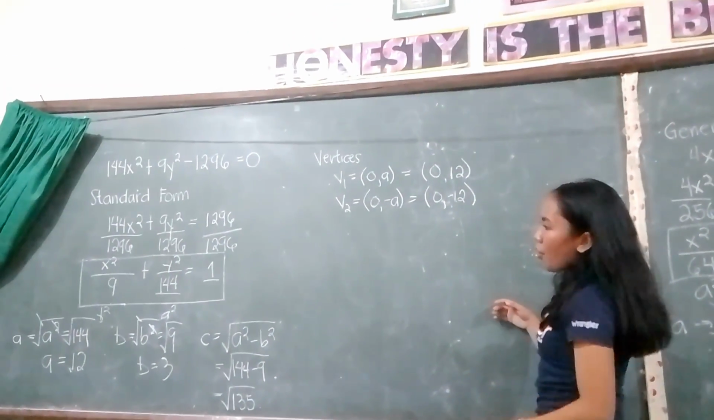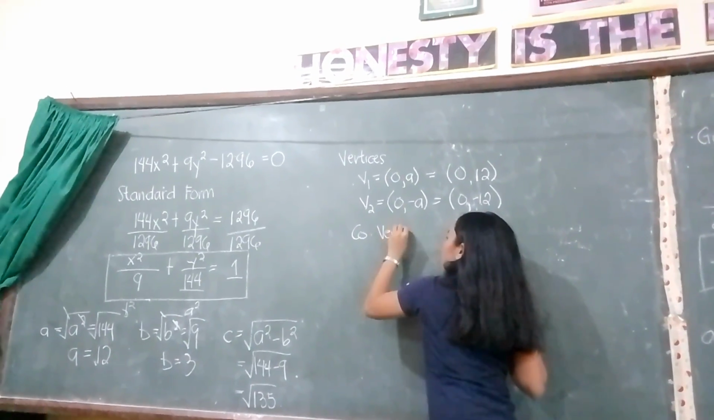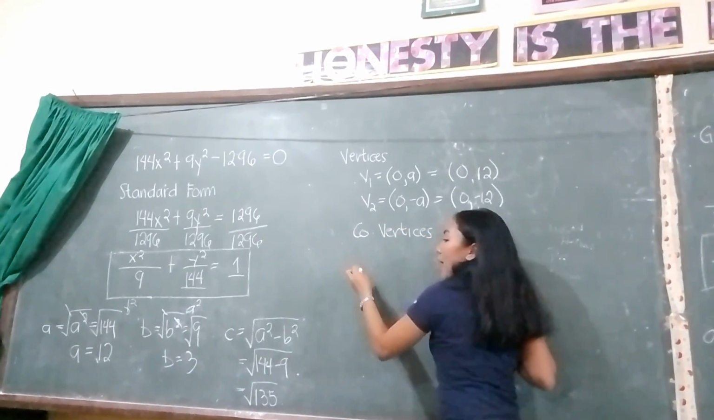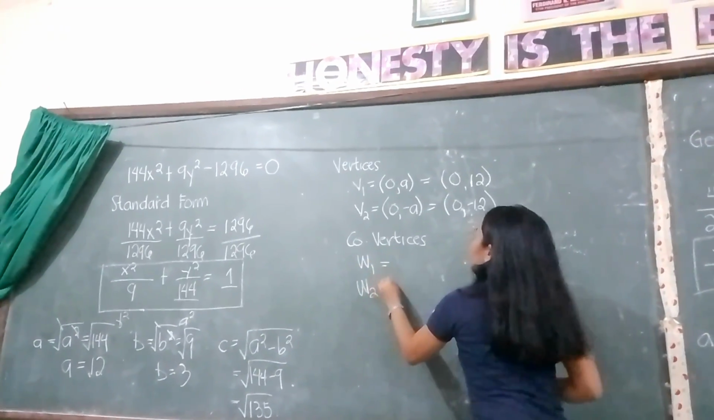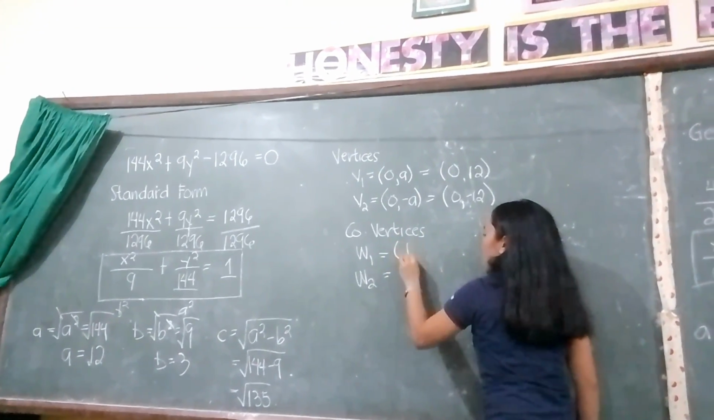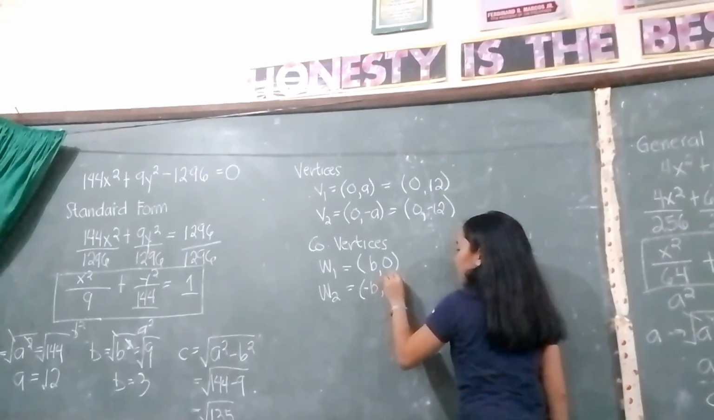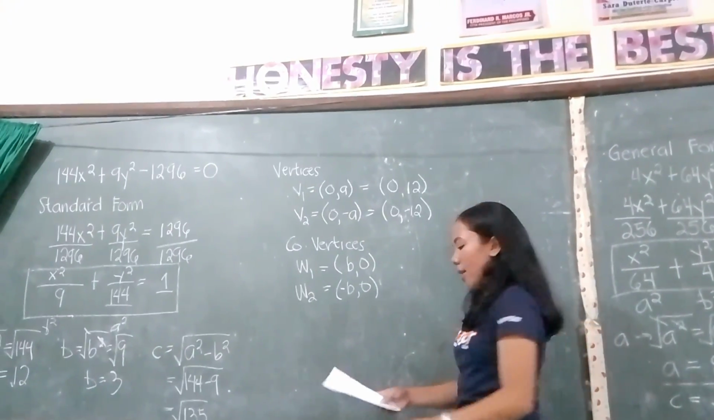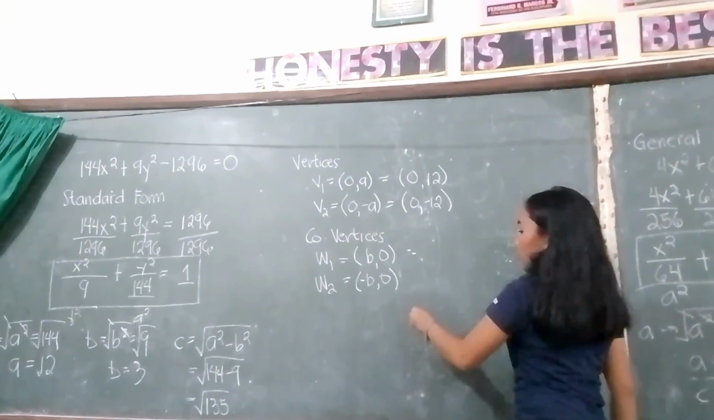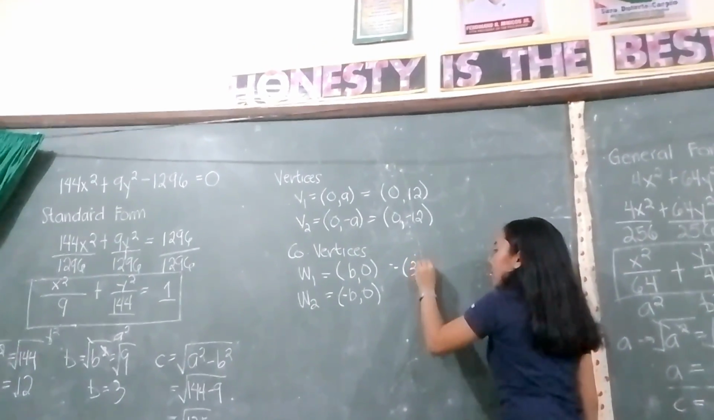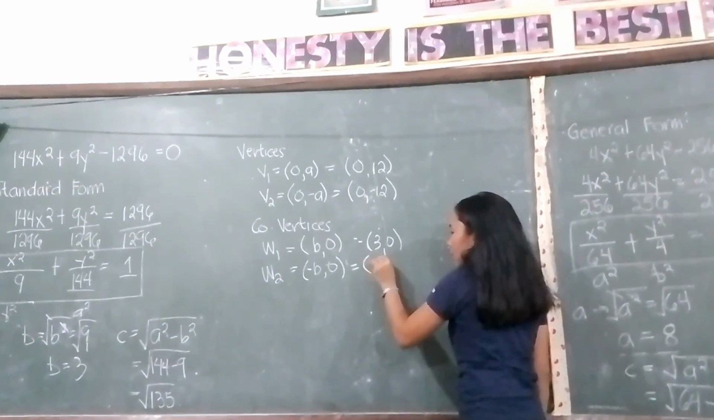For our co-vertices, we have the W sub 1 and the W sub 2. So we have b and 0, and negative b and 0. So we have right now W sub 1 equal to 3 and 0, and our co-vertex W sub 2 is negative 3 and 0.